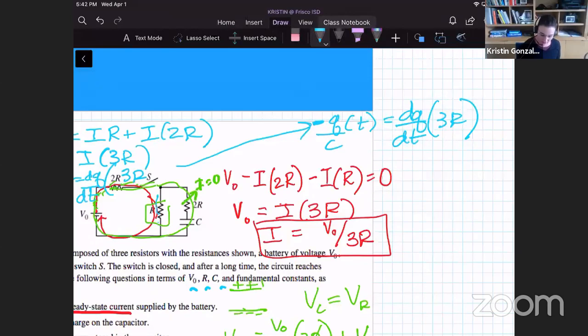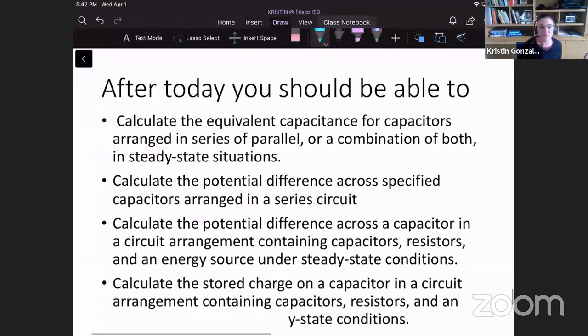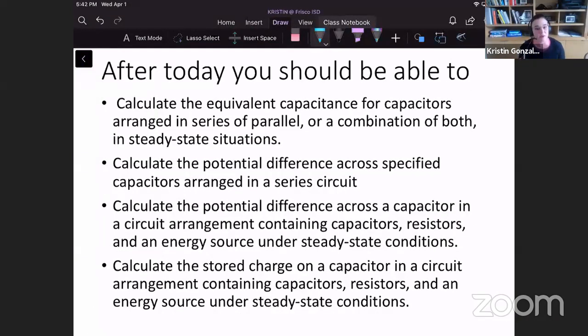Okay, so that would be our practice for today. To wrap it up, you should now be able to find the equivalent capacitance of capacitors. They behave opposite of what resistors do. If they are in series, we have to do 1 over the equivalent capacitance, and if they are in parallel, we can simply add them up. We were able to find potential difference and current in a circuit that has a capacitor and resistor in it. We found the potential difference in the capacitor in an arrangement and the energy stored, and then we found the charge stored on the capacitor also.